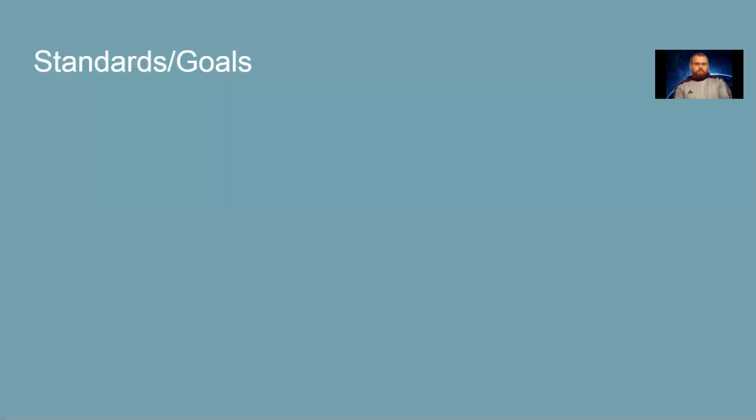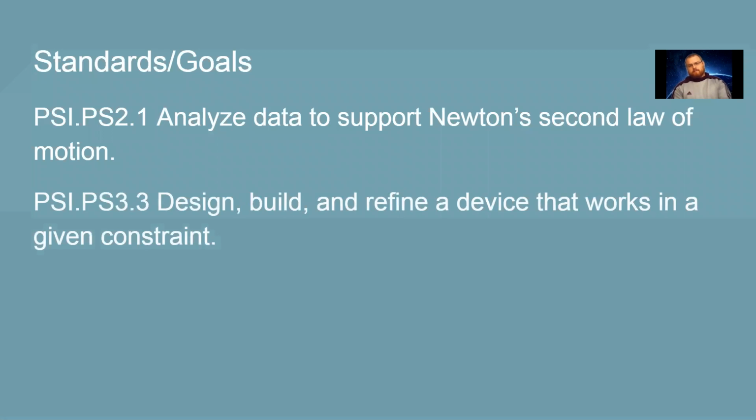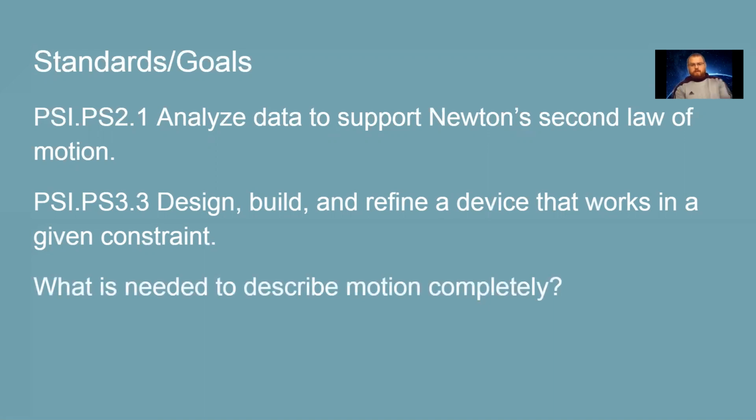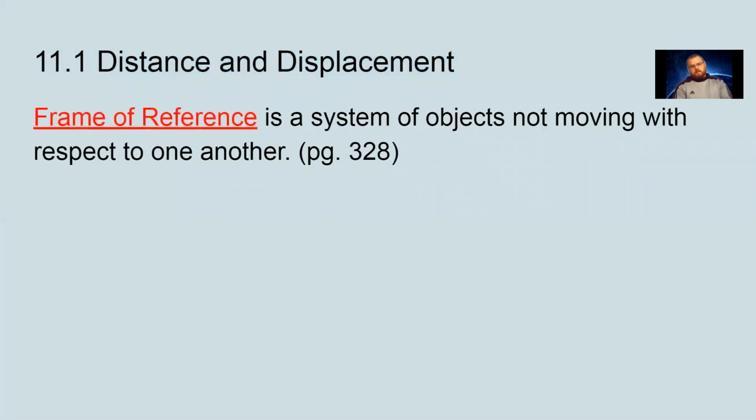So chapter 11, motion, located on page 326. The standards: we're going to analyze data to support Newton's second law of motion, and design, build, and refine a device that works in a given constraint, hopefully. What is needed to describe motion completely? We're not going to be doing this, unfortunately, so we're going to move straight on to vocabulary.